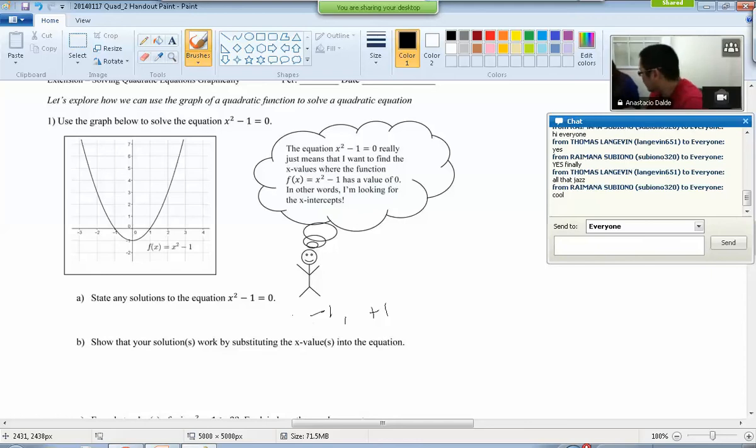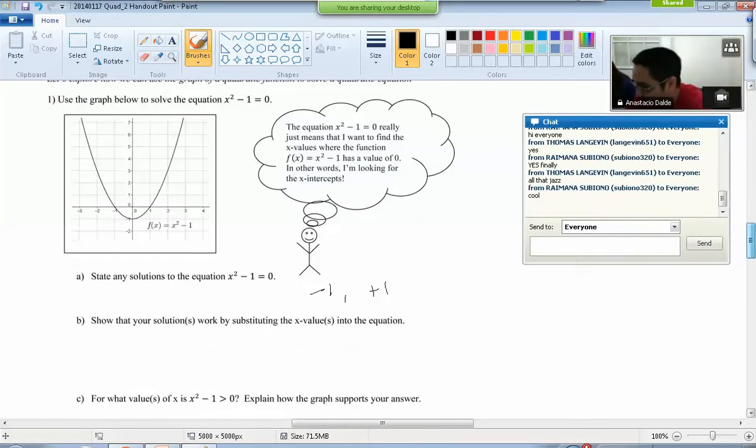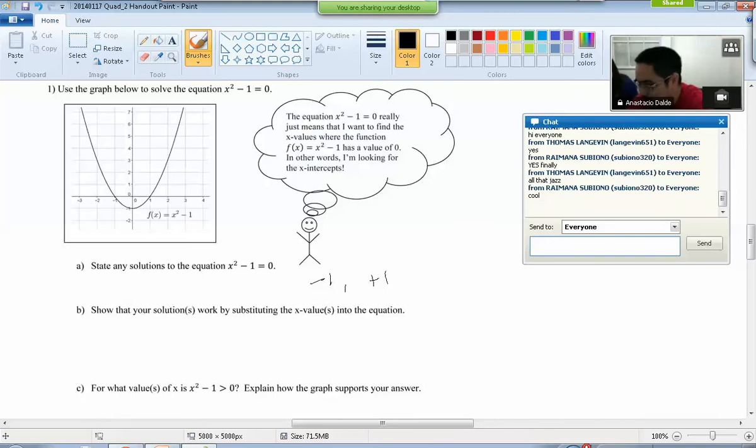We cool? On the x-axis, it crosses at -1 and +1. And that's it. That seriously is pages 15 and 16. All I'm asking is, where does this thing cross the x-axis? That's it. I mean, I can show you what I mean by -1 and +1 being a solution.